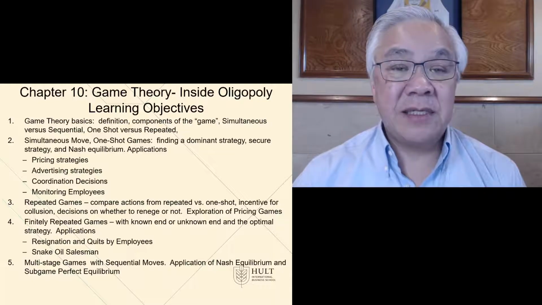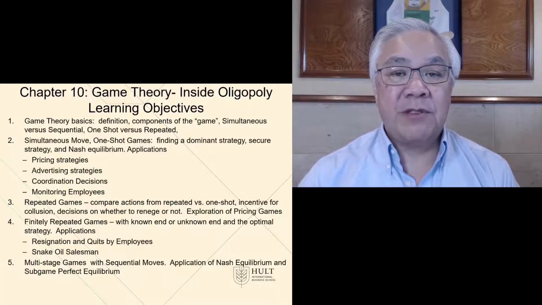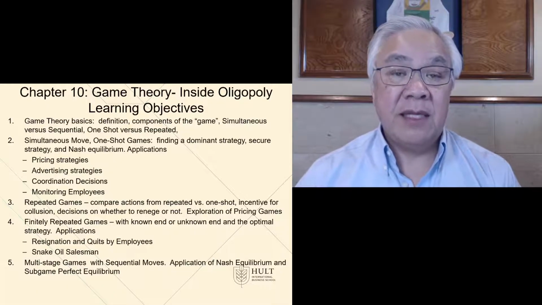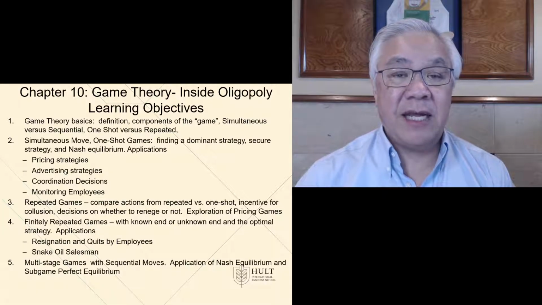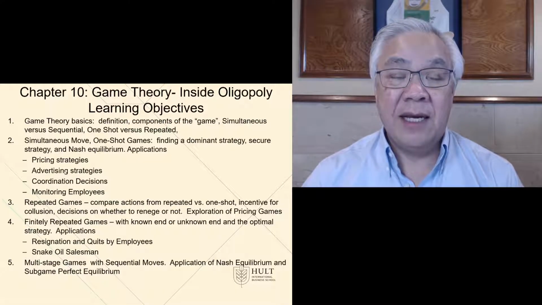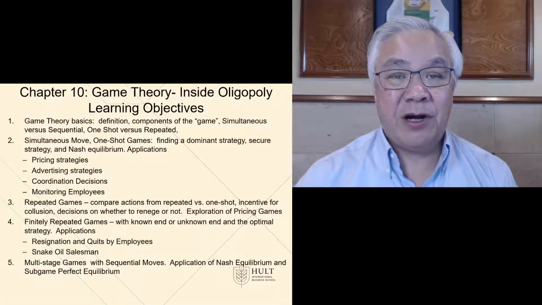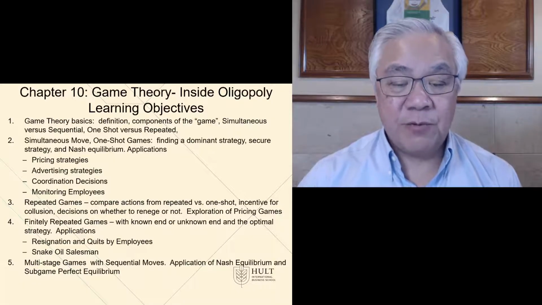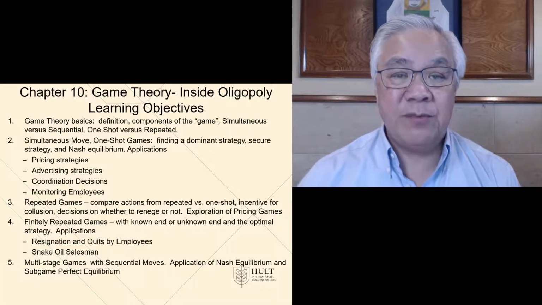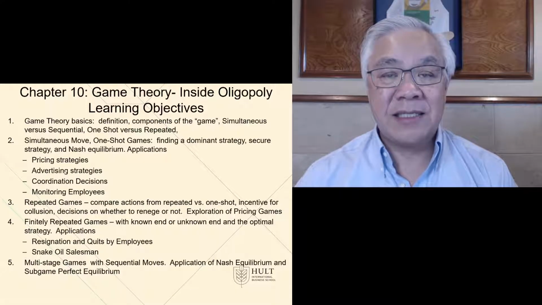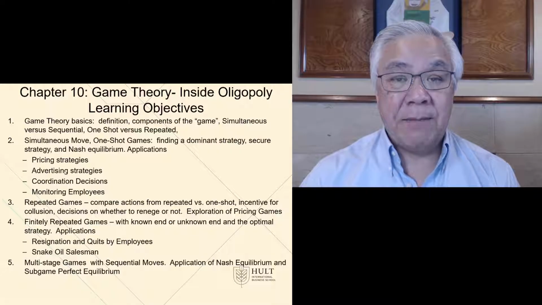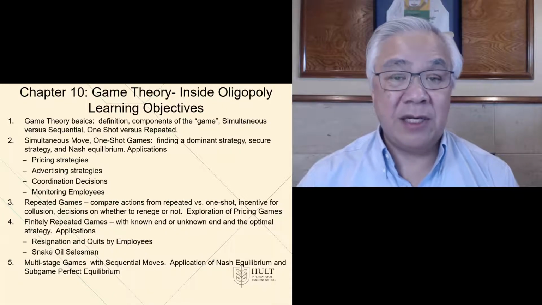Then we'll look at some finitely repeated games. In other words, there is an endpoint. In some cases we know, some cases we don't know. The applications here will be in resignation or quitting by employees. And the second is in the area of what we call a snake oil salesman. And finally, we'll look at multi-stage games where there is a sequence of moves, one party then the next. So there's a chance to observe and then choose your action based on what the opponent has already done.